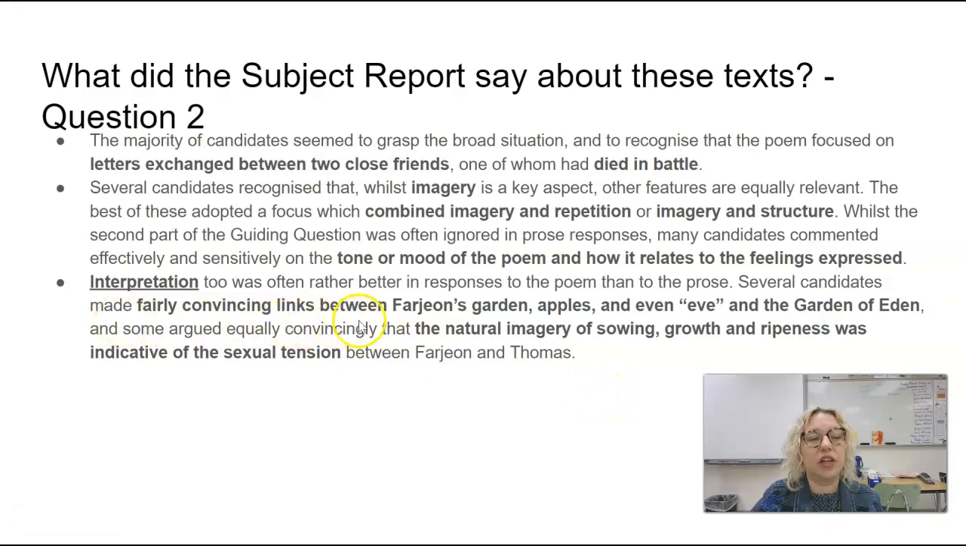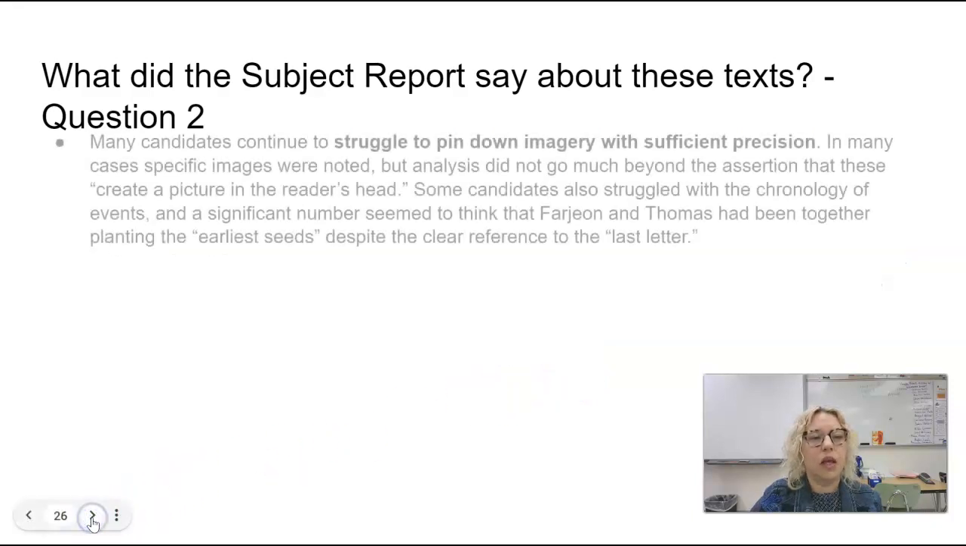Several candidates made fairly convincing links between Farjeon's gardens, apples, and even Eve and the Garden of Eden. And some argued equally convincingly that the natural imagery of sowing, growth, and ripeness was indicative of the sexual tension between Farjeon and Thomas. Interesting interpretations.